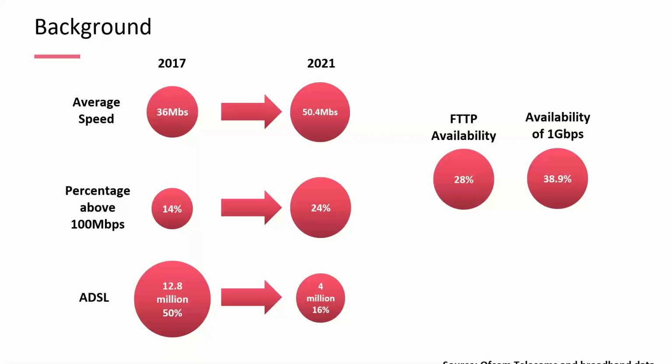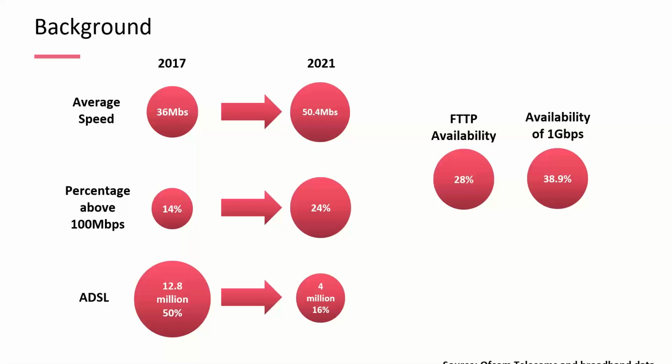And the FTTP availability currently is 28%, so that means that 28% of people can, in theory, order an FTTP connection, and the availability of 1 gigabit per second is weirdly higher, at 38.9%, but that's because it includes cable broadband as well. There's quite a large cable network in the UK run by Virgin Media. So of all the properties in the UK, about 38.9% of people can, in theory, get 1 gigabit per second, but that's not necessarily reality for some people because it depends what's available in your area. But as rollouts increase, that's going to be a better picture for people.